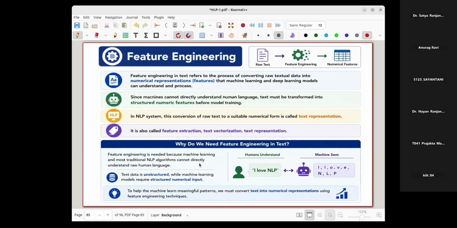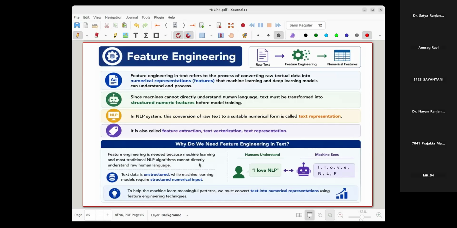So what we have to do here is, whatever text we have, after doing the pre-processing, the cleaned text must be converted into numerical form. Then only you can give this to the model, and the model will use it. So that is called feature engineering, meaning identify or convert the text into its corresponding numerical form.